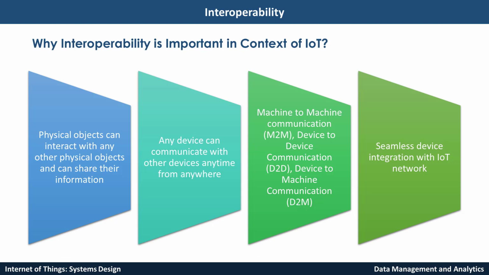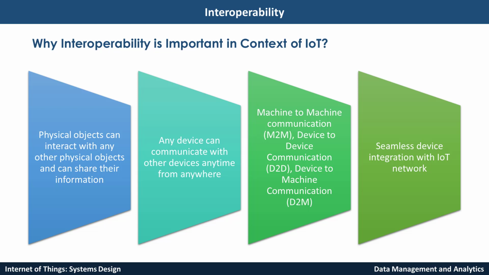As I mentioned before, when we have interoperability, any physical object can interact with any other physical object and can share information, because now they are talking the same language and sharing the same information. They can see each other's capabilities and needs. At the same time, any device can communicate with other devices anytime, anywhere, because interoperability means that they no longer need gateways or any other third parties to do the translation. They have a common standard, so devices can talk to each other.